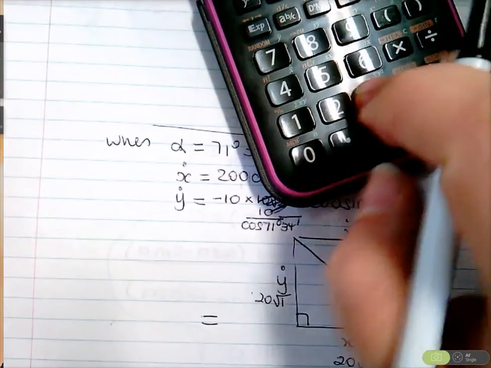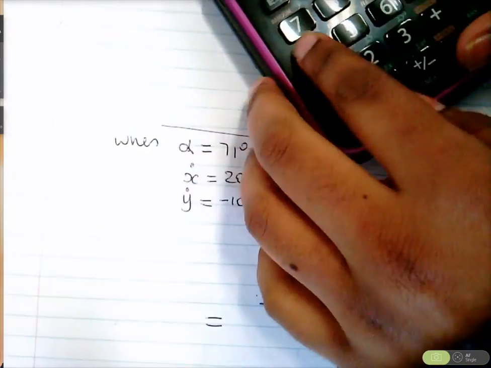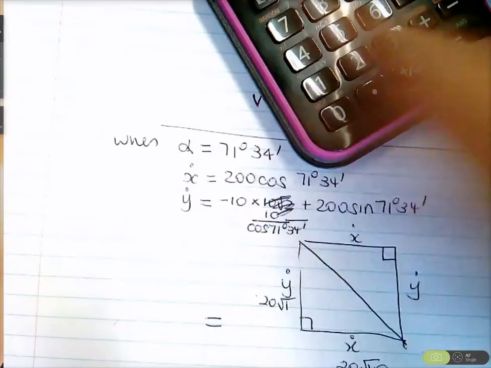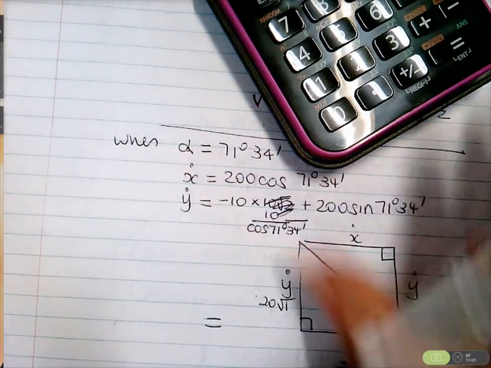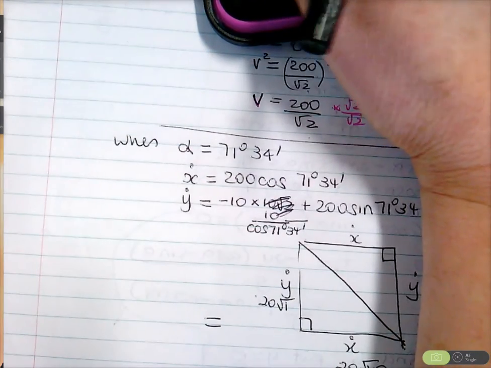I have it saved already. I did the full one, the one that hasn't been rounded. So I did 200 cos, and that was the answer. And then if you square that, you get that. And then you take the square root of that.